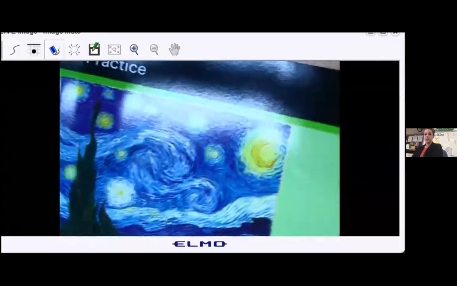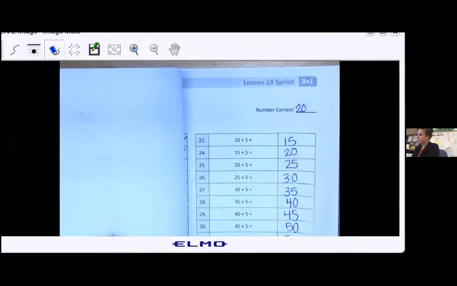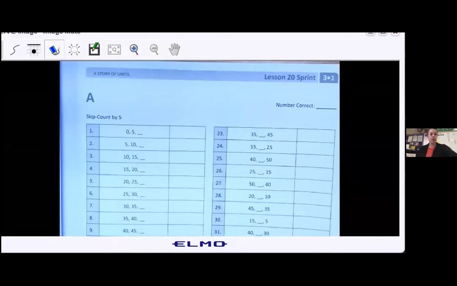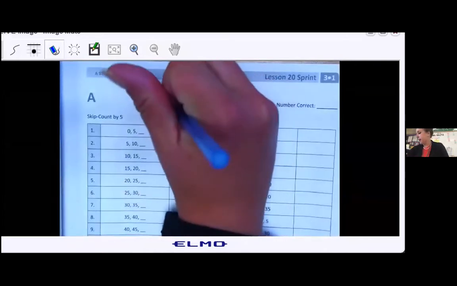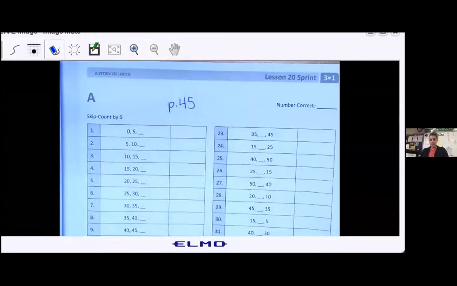All right, so in your practice book, we're going to be doing a sprint today. Woohoo, I know we love the sprints. We are going to be on page 45, in our practice book. We're going to be looking at skip counting by fives. You guys have been doing this for a long time since you first started school.